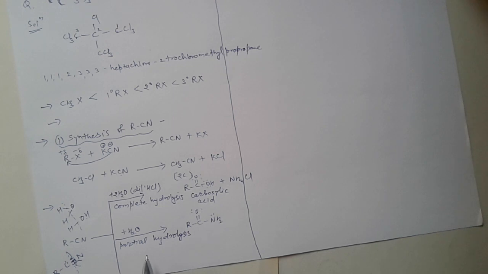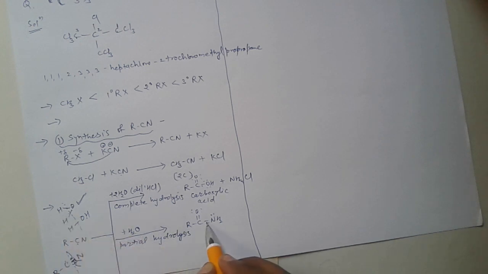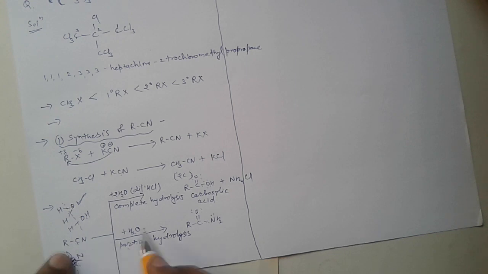In this reaction, by partial hydrolysis of alkyl cyanide, it is converted into amide. During this reaction, 2 pi bonds are cleaved with 2 bonds of one water molecule. So amide is formed. So I repeat, by partial hydrolysis of alkyl cyanide in presence of concentrated HCl, amide is formed.